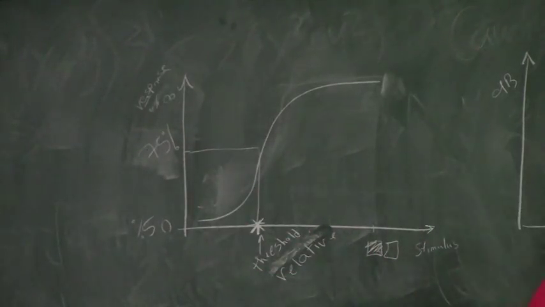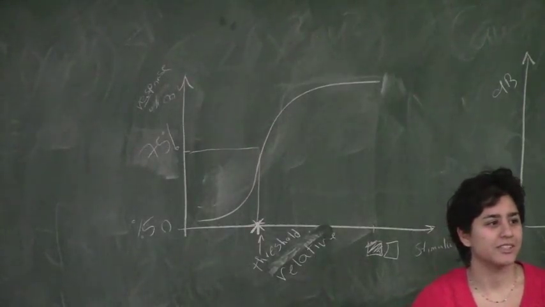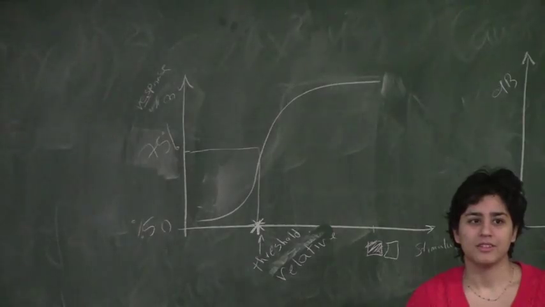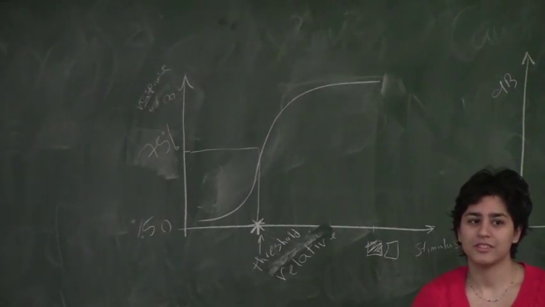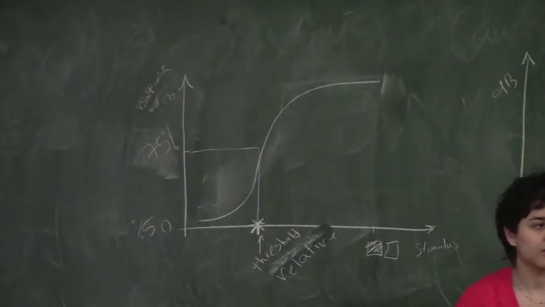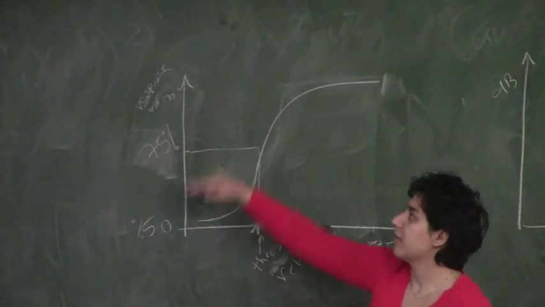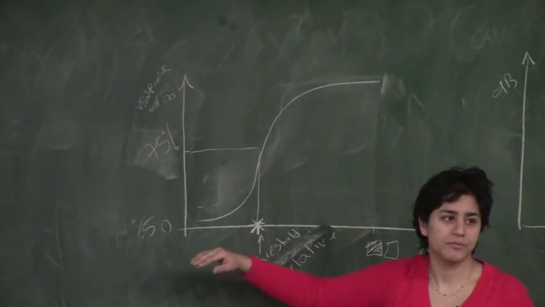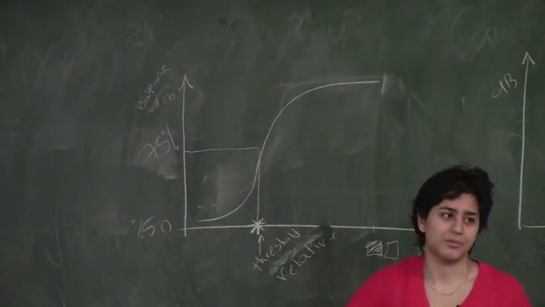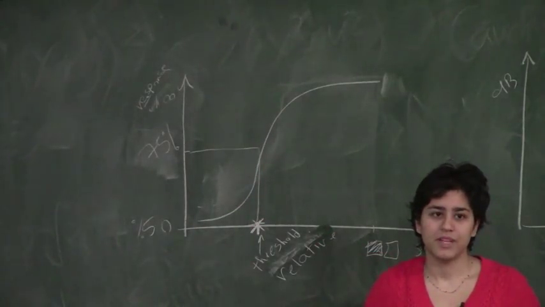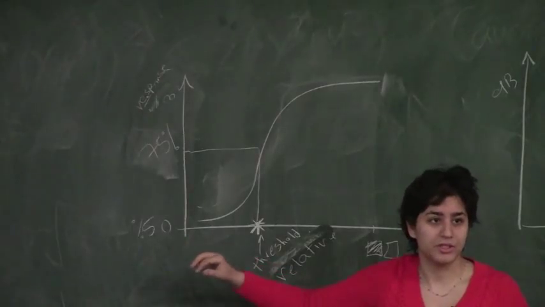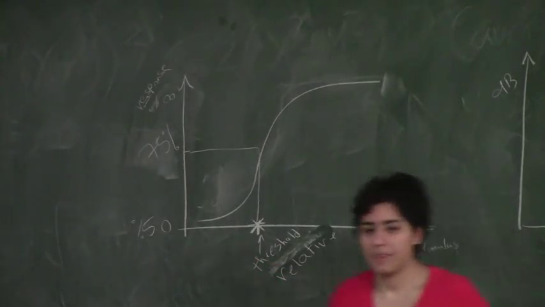Yes? Do the units on the x-axis always have to be in block units? No, you can have it in any units you want. Any other questions? Why is it at 75%? Because you have to go halfway between your starting point and the 100%. And your starting point for two alternative force choice is 50%. Okay. Any other questions regarding this?